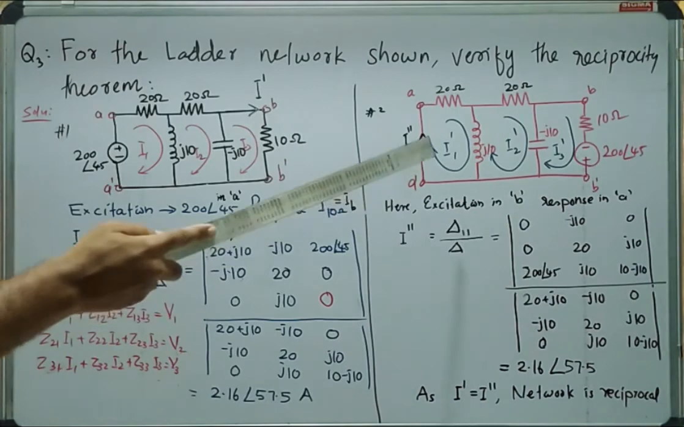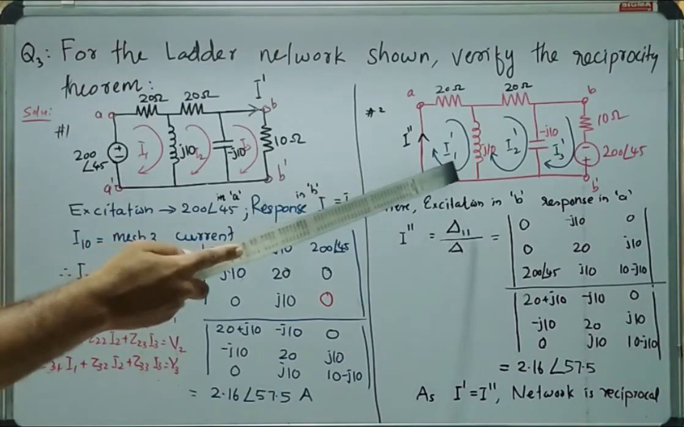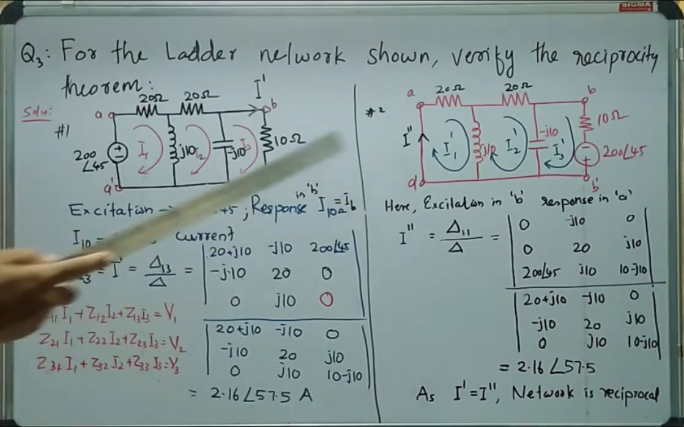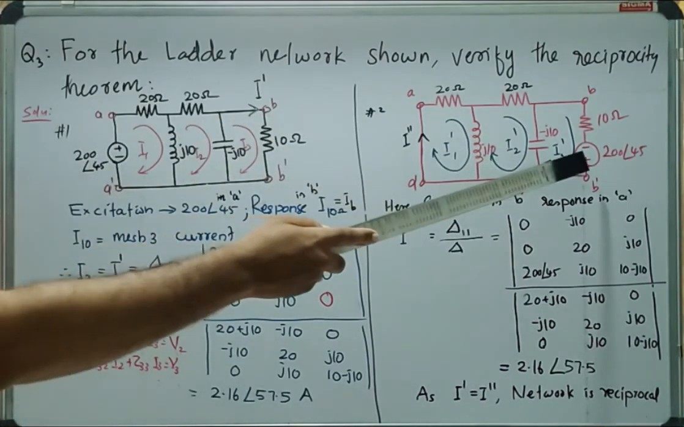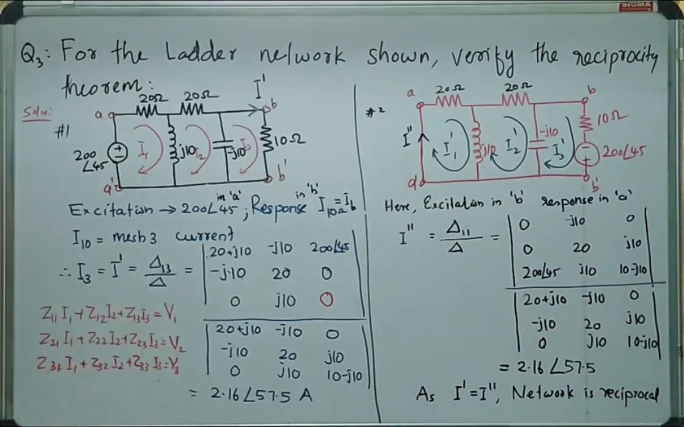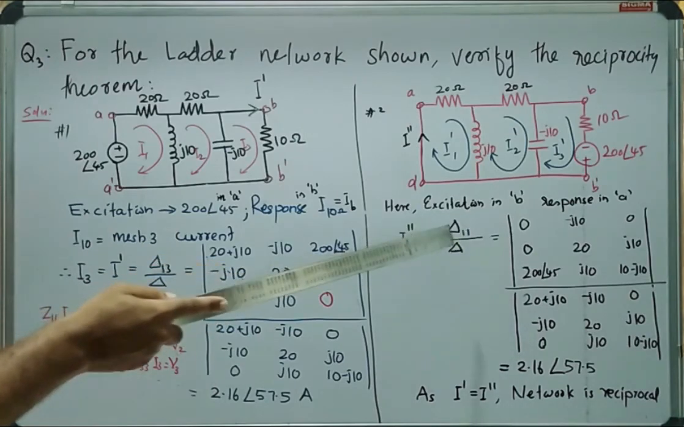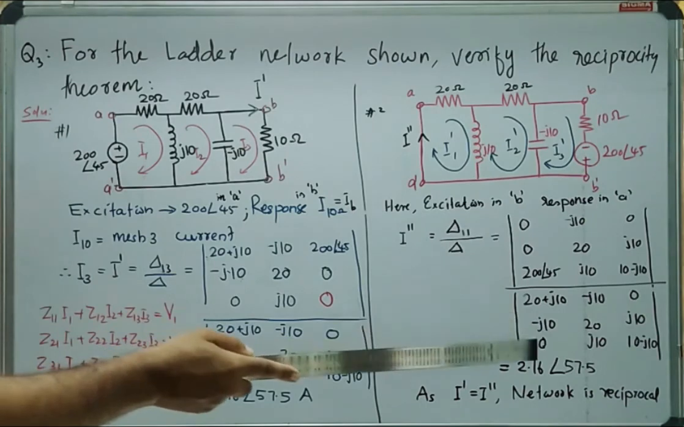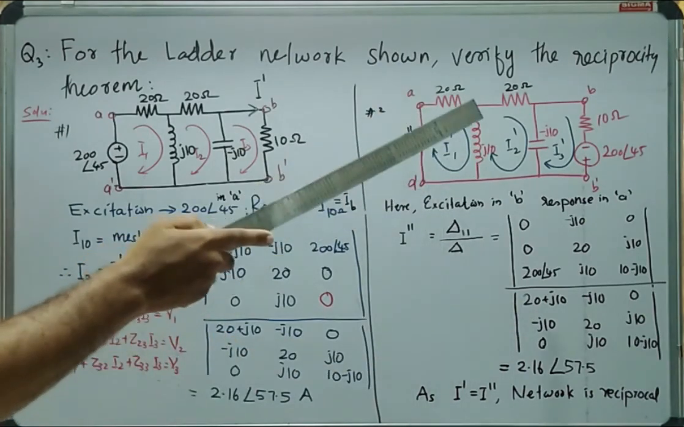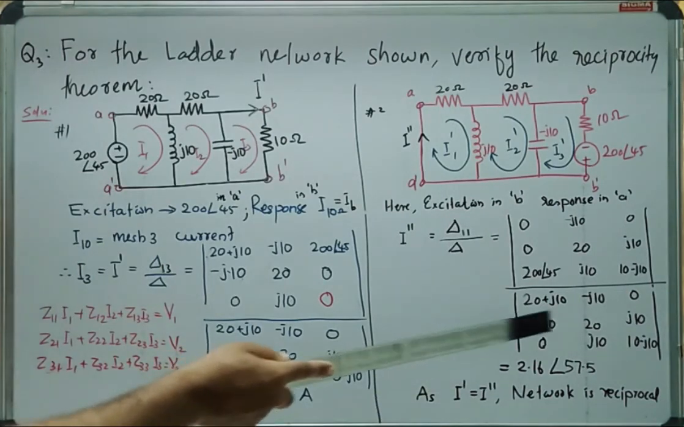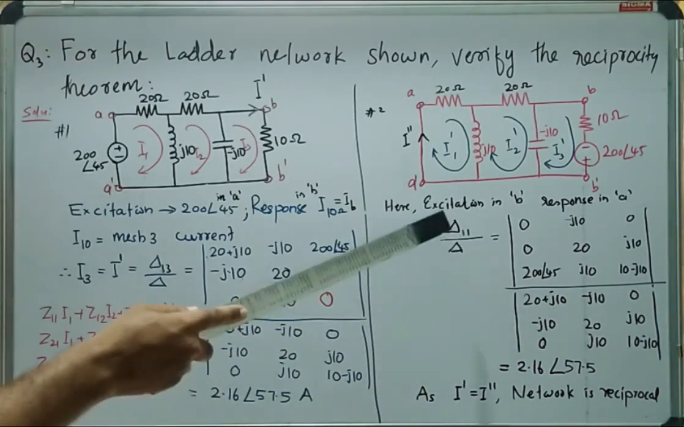Let's rename the mesh currents as I1 dash, I2 dash and I3 dash. Here it is to be noted that due to the change in direction of this voltage source, let's take I1 dash, I2 dash and I3 dash in this direction. Here also we need to find delta 11 and delta. So the delta matrix is very simple. It is the impedance matrix obtained by considering the mesh equations. The determinant of that matrix gives delta. Then how to obtain delta 11?